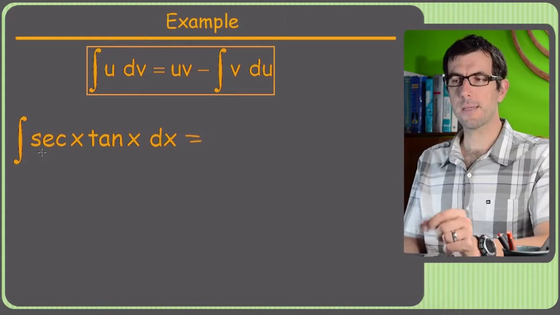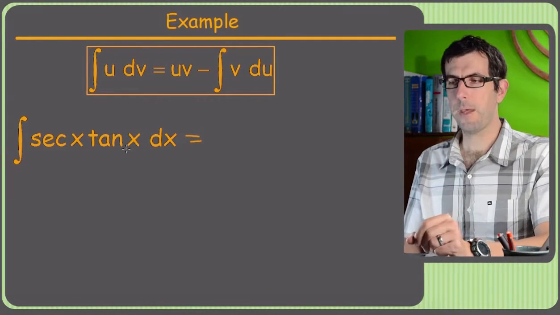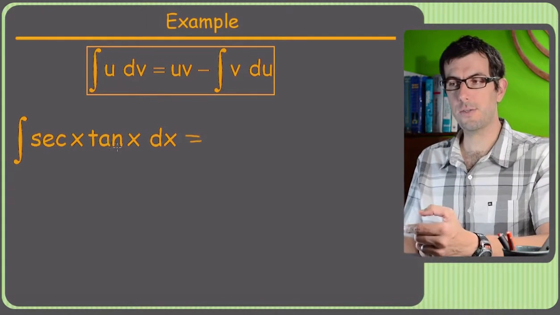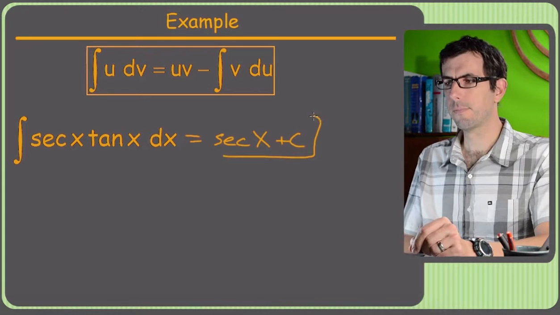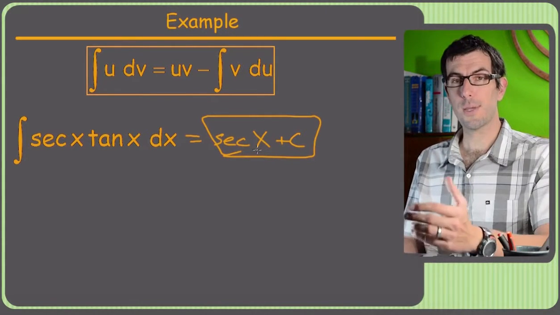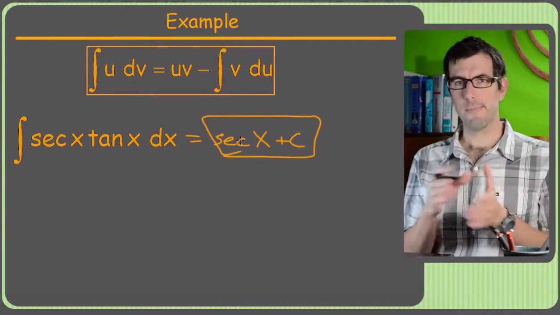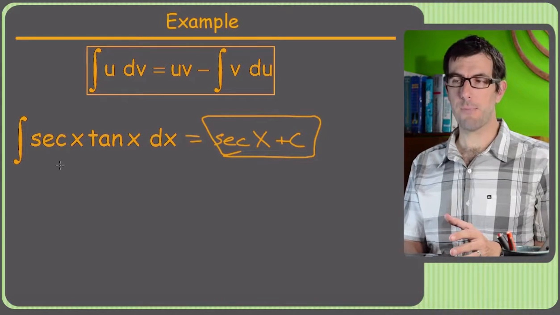Looks like we might have to make secant our u and tangent our dv, or vice versa. But really, secant tangent is just a derivative of secant. So the integral of secant tangent is secant. Nice. So again, once you've learned all these fancy techniques, like integration by parts, and it goes on from here, everything starts looking like a scary problem at that point.